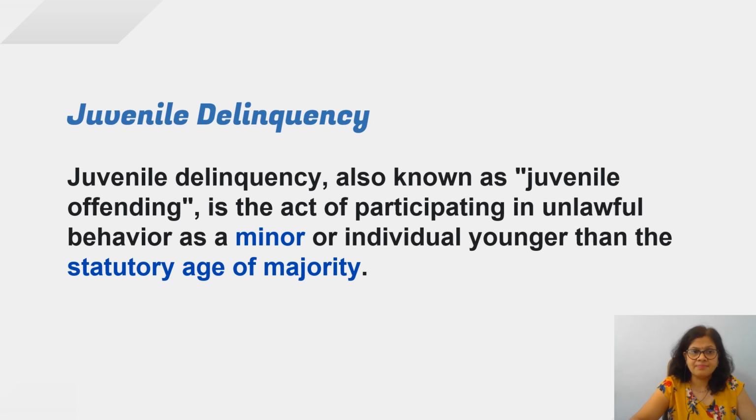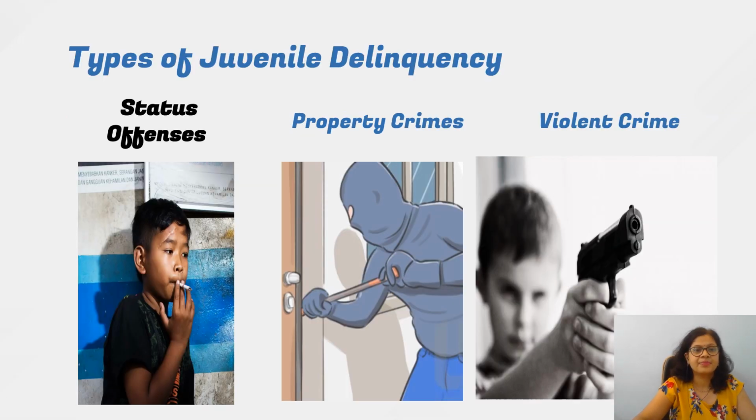Juvenile delinquency, as I told you earlier, is the offending act of participating in unlawful behavior as a minor under 18, a group or individual younger than the statutory age of maturity, that is above 18 years. There are three types of juvenile delinquency: status offense, property crime, and violent crime.